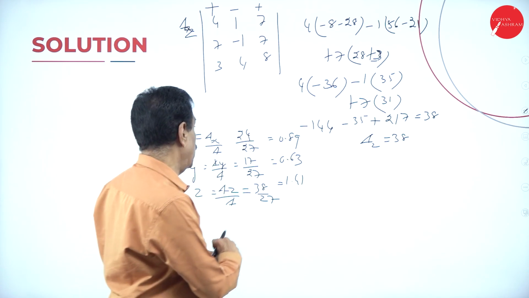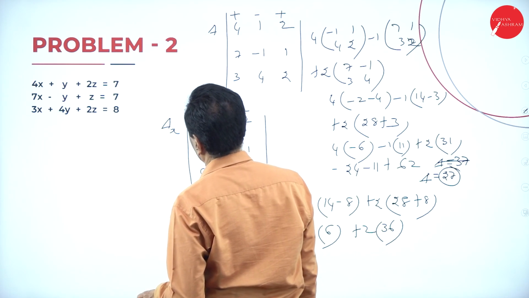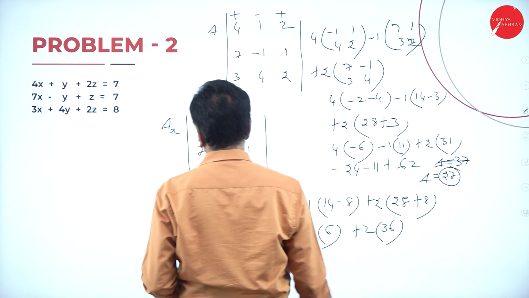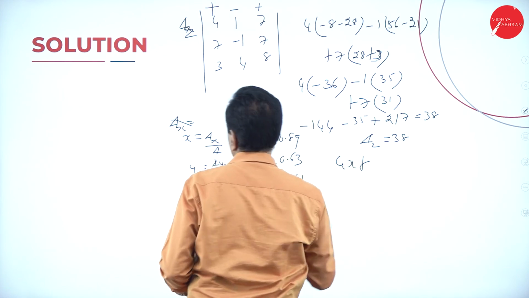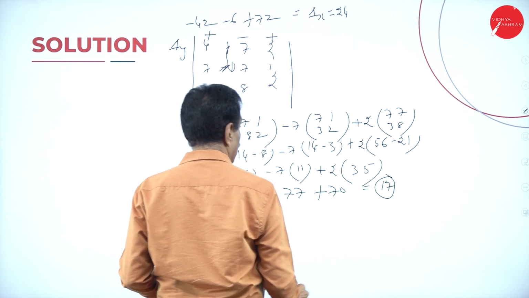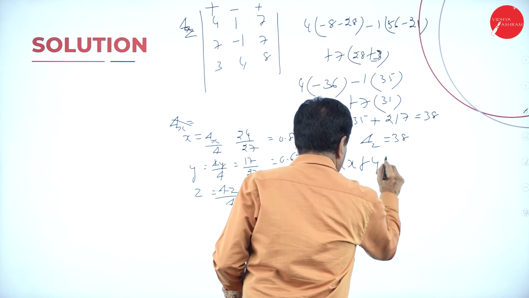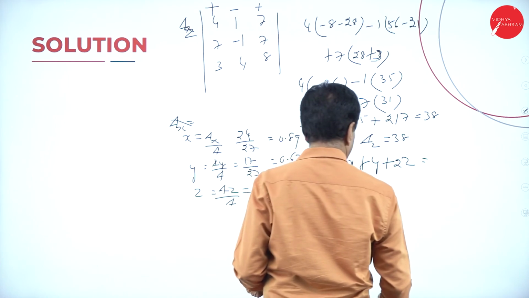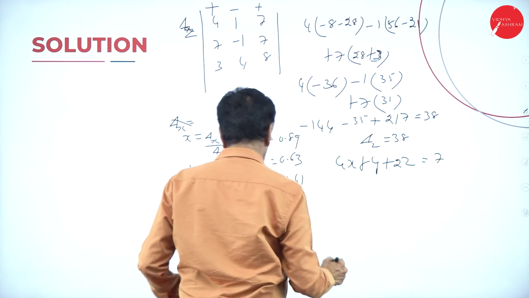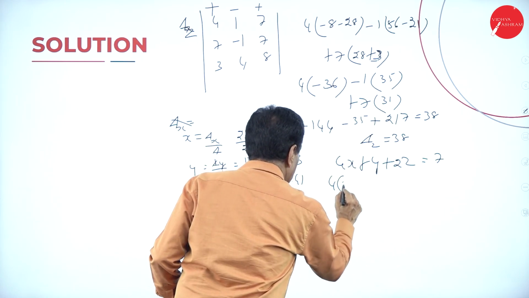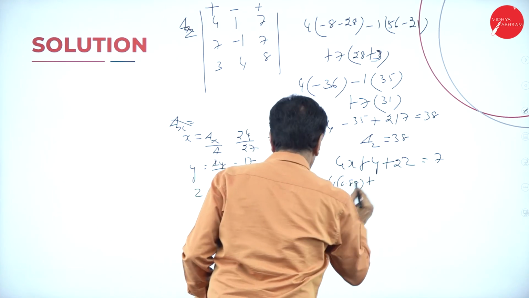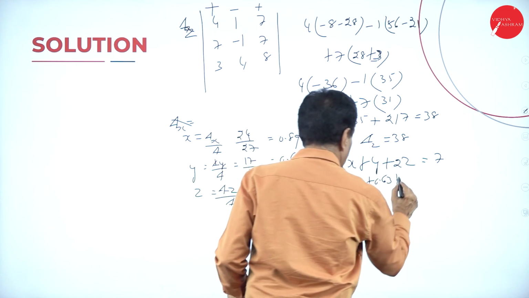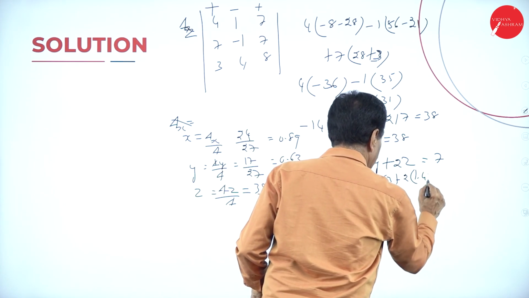Simply apply. You take one equation, all fractions have come. 4x plus y plus 2z is equal to 7. 4 into 0.89, 0.63, 2 into 1.41.